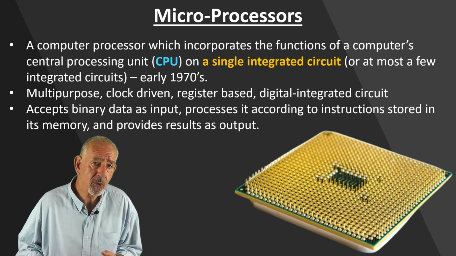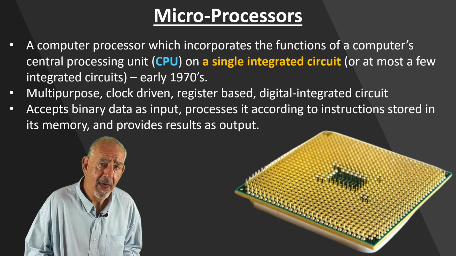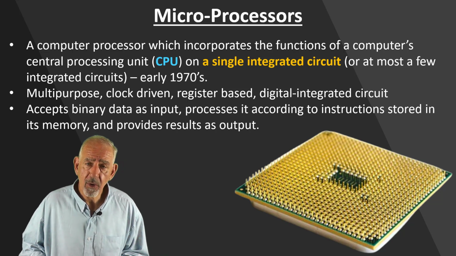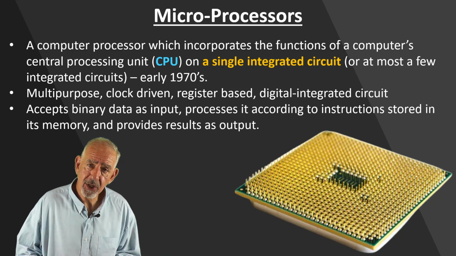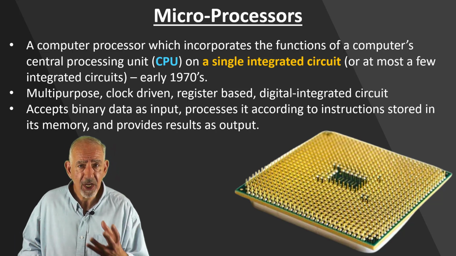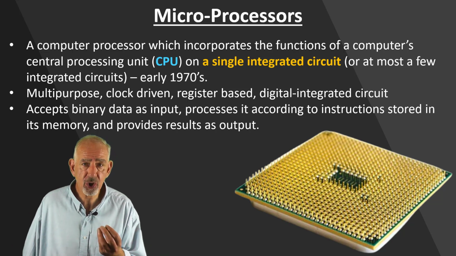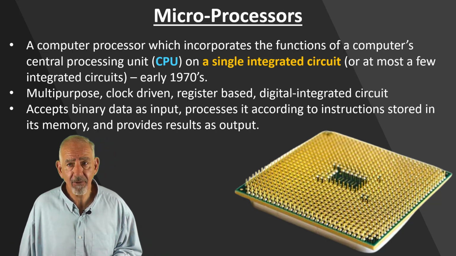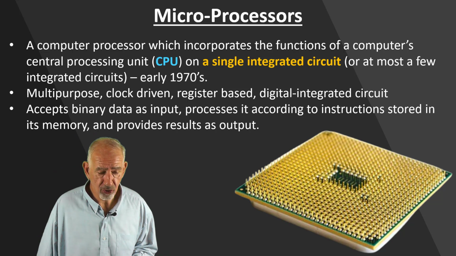And depending on the sequence of zeros and ones that were sent through, it will know what to do with those zeros and ones, whether to process it, whether it was data, and then how to output it as well. But things shrunk and have kept shrinking all the time. And we'll have a look at Moore's Law a little bit later on.